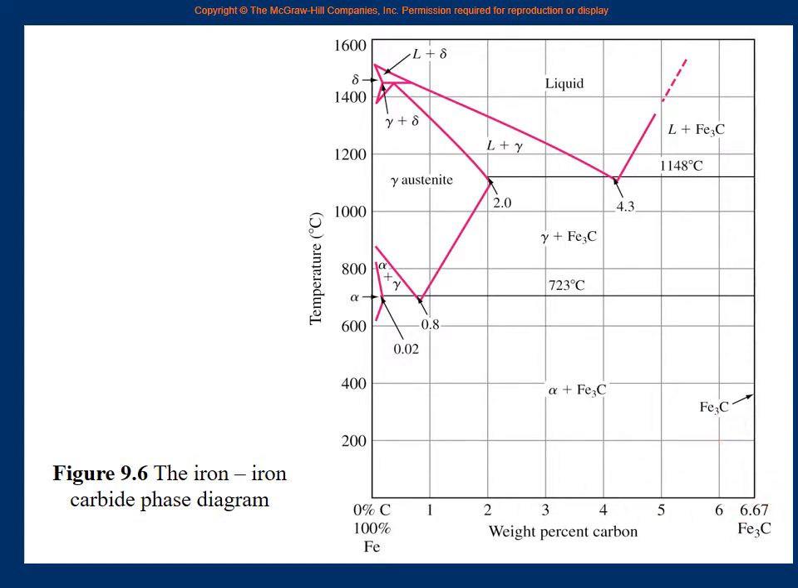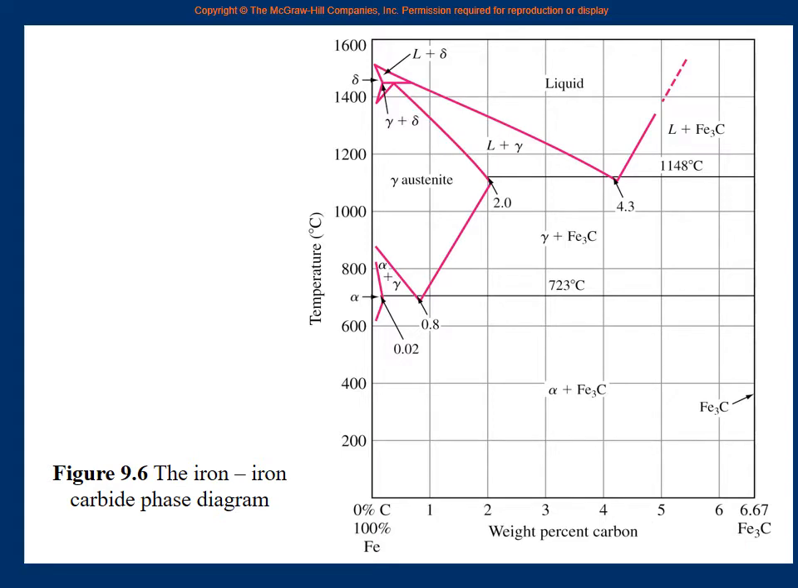Therefore, we end the diagram at 6.67% carbon, and therefore we say it is an iron, iron carbide diagram. Iron on one side, iron carbide on the other side, not carbon only. Okay, so this is the reason.